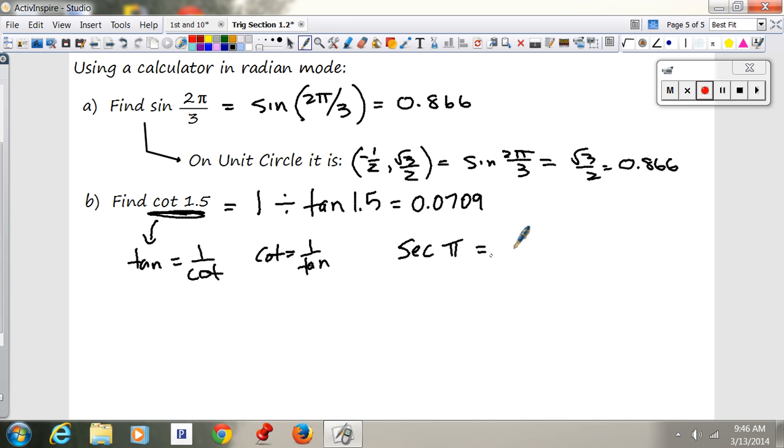Negative 1. Did you put in 1 divided by cosine of pi? So that's how you would get secant. You put in 1 divided by cosine, and your x value at pi was negative 1, so it would be a negative 1 then. That's what would come out.